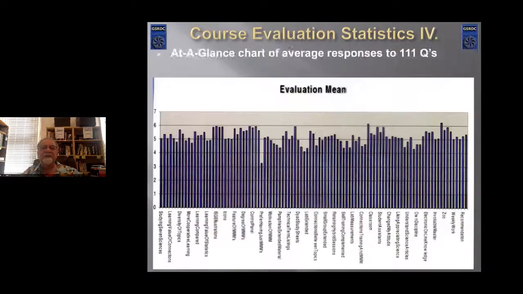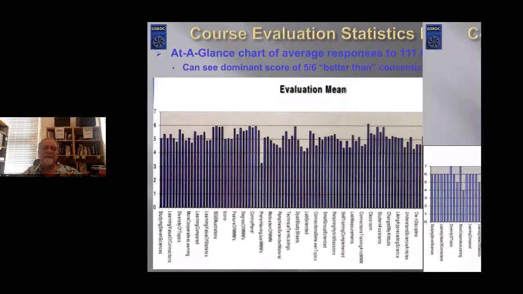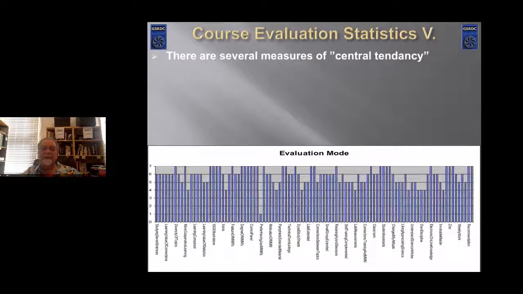And when we look at the evaluation statistics at a glance, I tried to put some of the questions down here, but when you have 101, there's too many to put on the chart. But you can see here on the Likert scale of 1 to 7, they were way up there at 6 in many cases, and 5. And this was the same as conventional courses, better than, much better than, very much better than conventional courses. So they seem to rate 5, 6 better than conventional courses. And this was a later one.